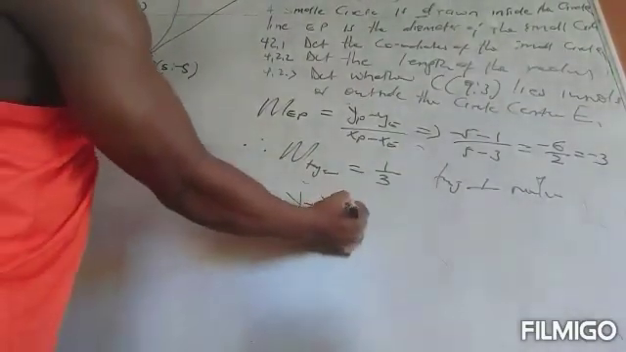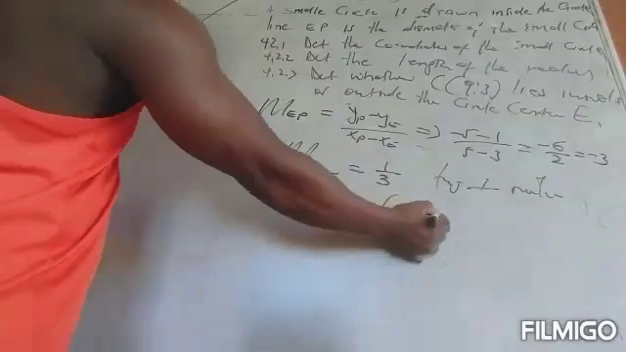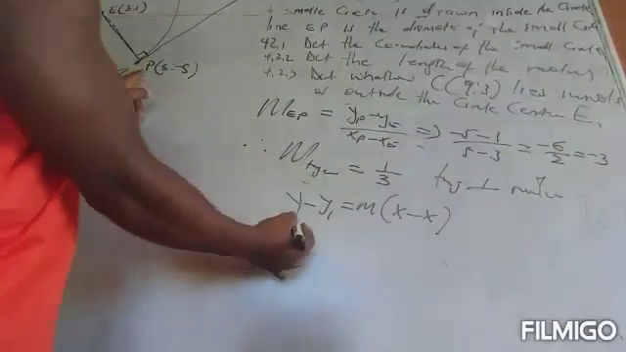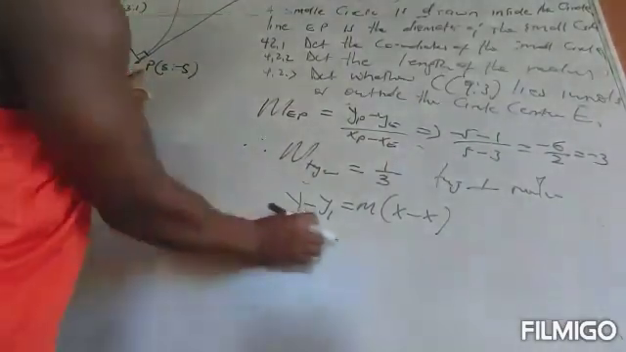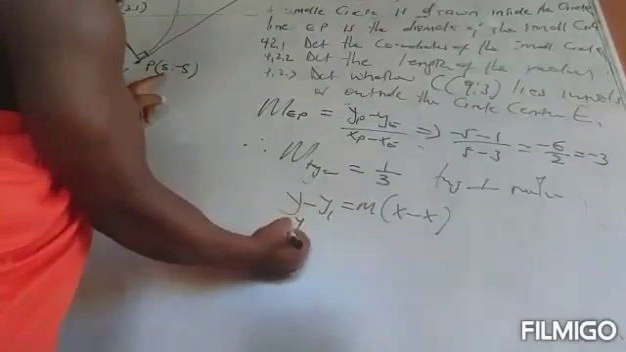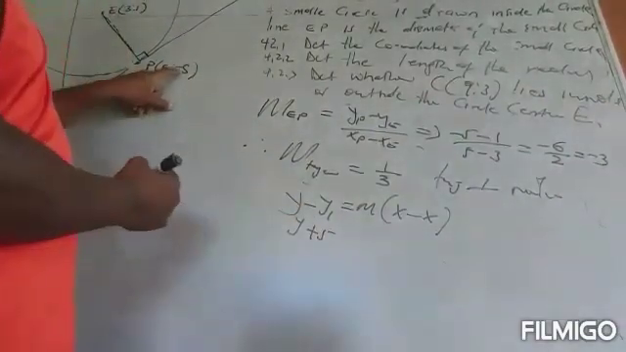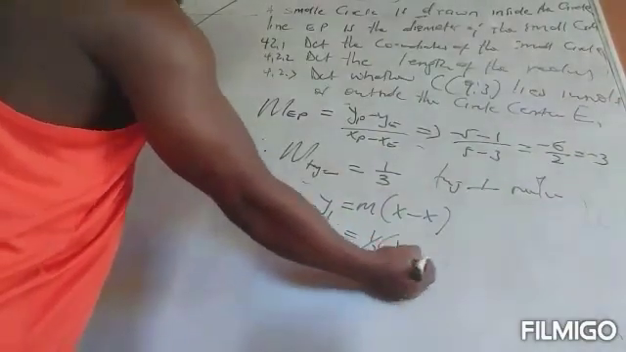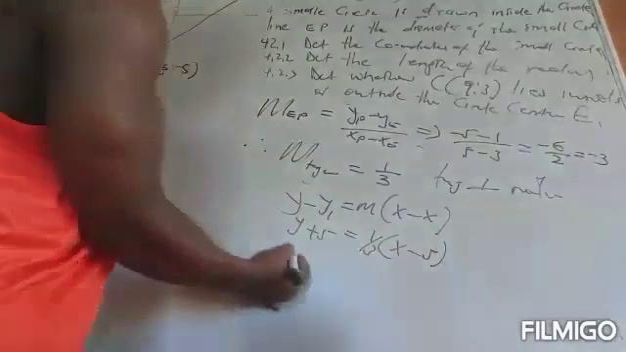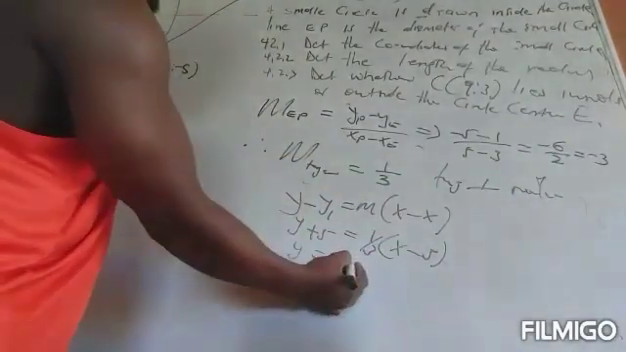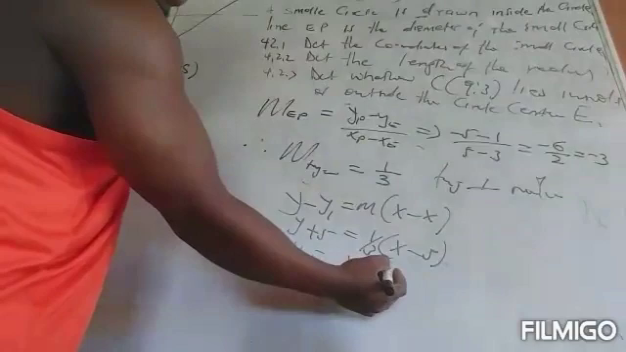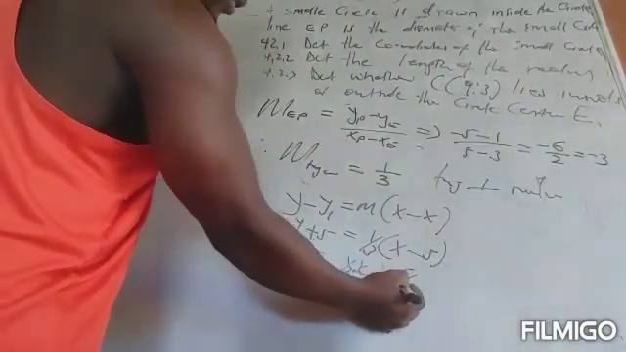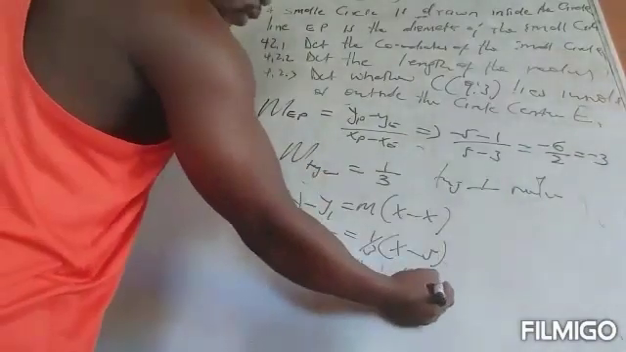It is y minus y1 is equal to m into x minus x1. The point we have on the tangent is P. So it's going to be y plus 5, because it's minus minus 5, is equal to the gradient 1 over 3 into x minus 5. So y is equal to 1 over 3 x minus 5 over 3, and then the other 5, minus 5.